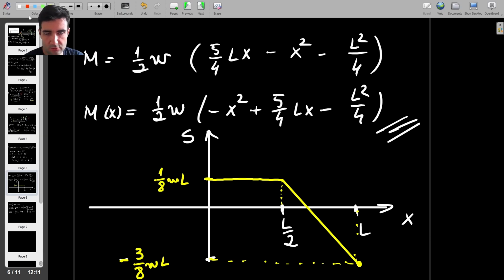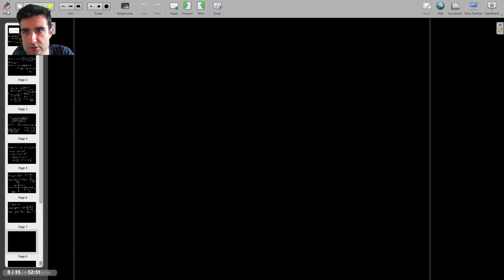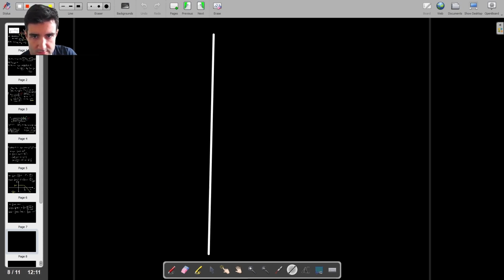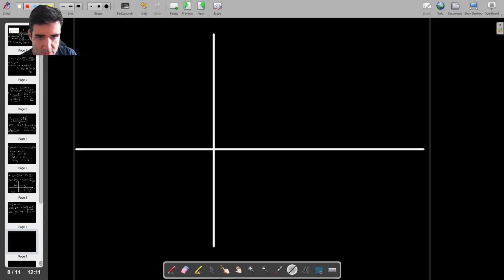And then I'll do the same thing and plot the bending moment diagram too. So for the bending moment, let's use the whole page if we can. So we have X, we have M, the bending moment, and then we have L over 2, and we have L, like this.